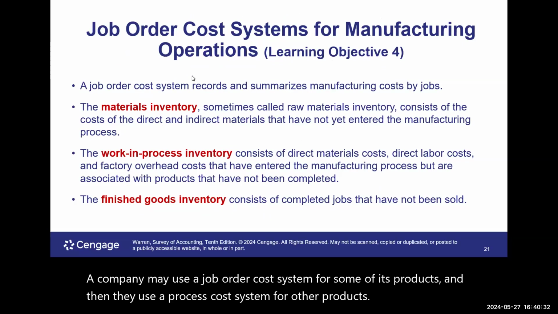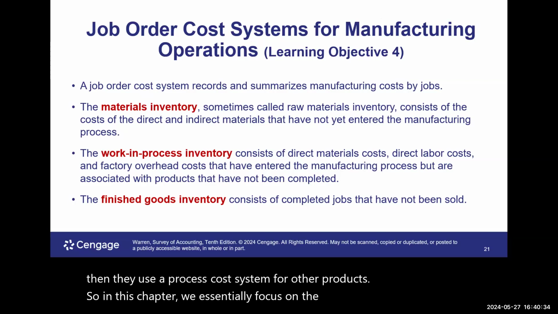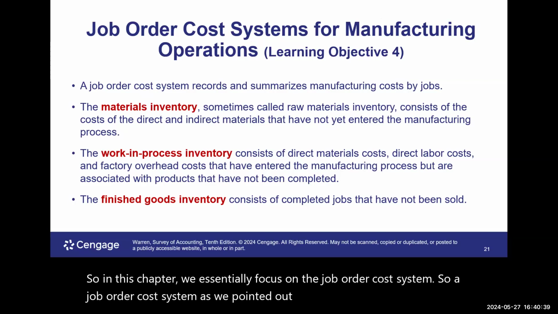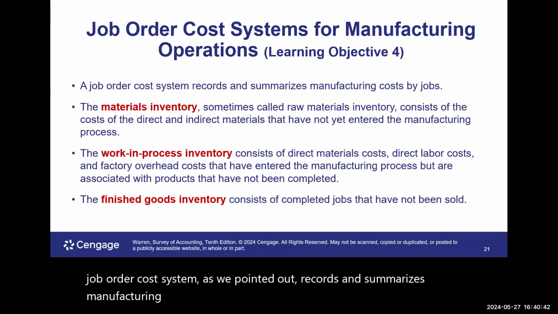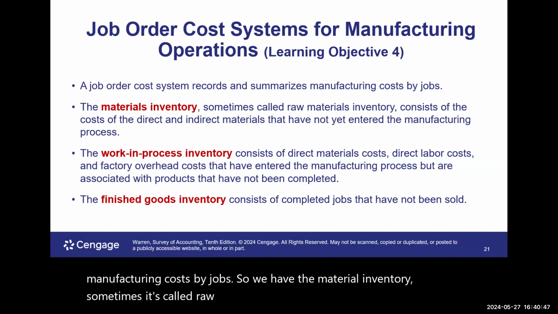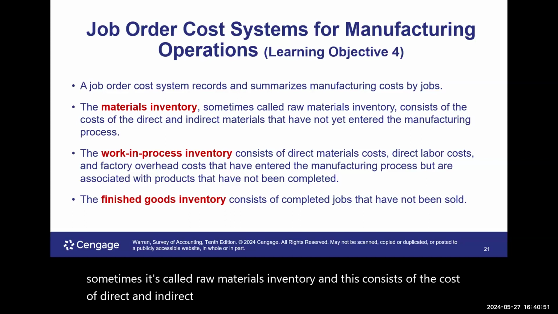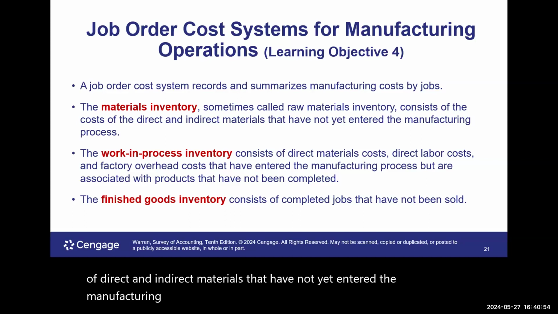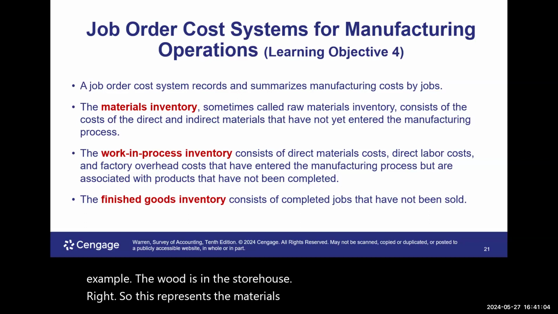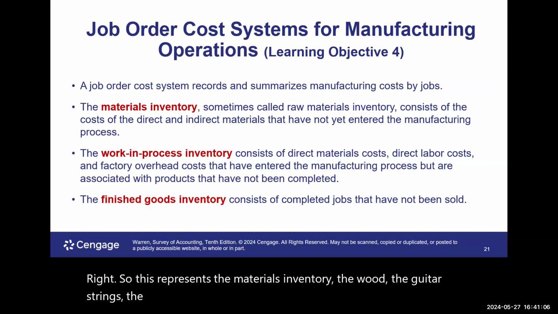So in this chapter, we essentially focus on the job order cost system. A job order cost system, as we pointed out, records and summarizes manufacturing costs by jobs. So we have the material inventory, sometimes called raw materials inventory, and this consists of the cost of direct and indirect materials that have not yet entered the manufacturing process. We're going to continue using the guitar example. The wood is in the storehouse, right? So this represents the materials inventory. The wood, the guitar strings, the guitar bridges, glue, etc.